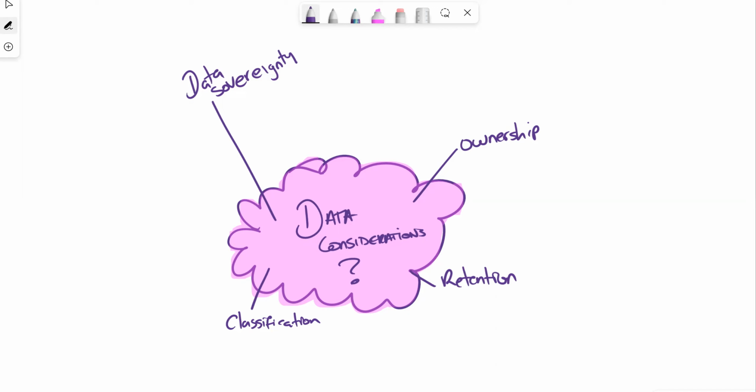There are four things here that we're going to cover, and then we're going to jump into looking at the different types of data that exist. We'll look at that, and then finally we'll jump into some data removal and how we go around that as well. So let's look at some data considerations.